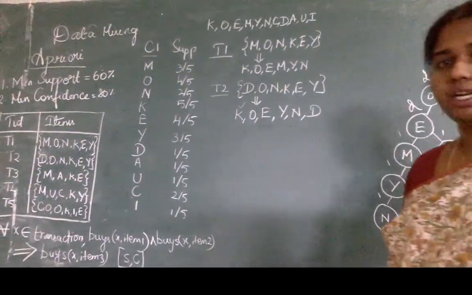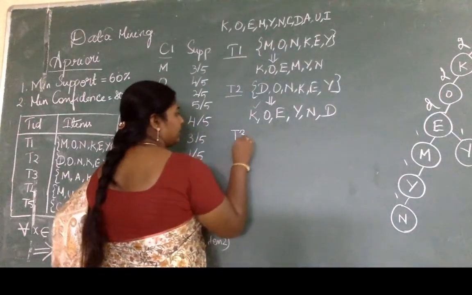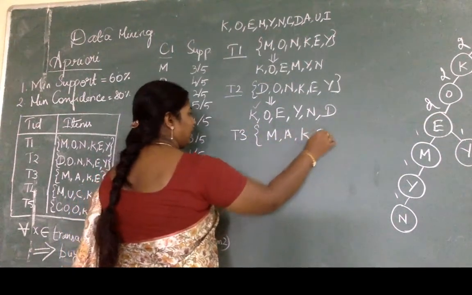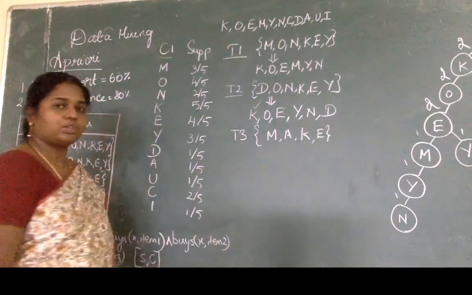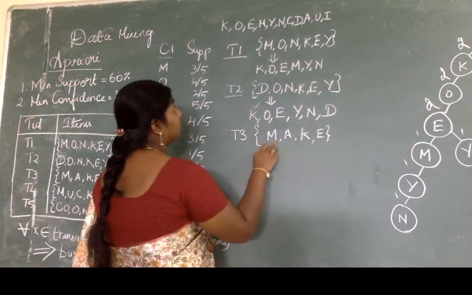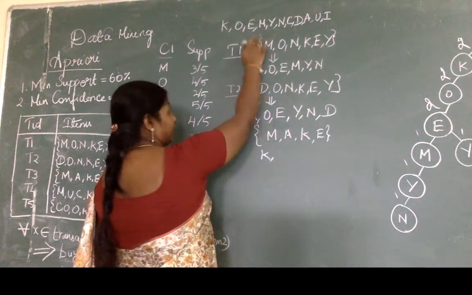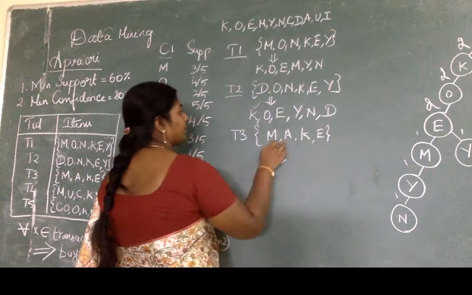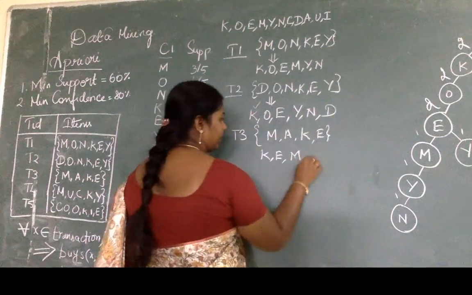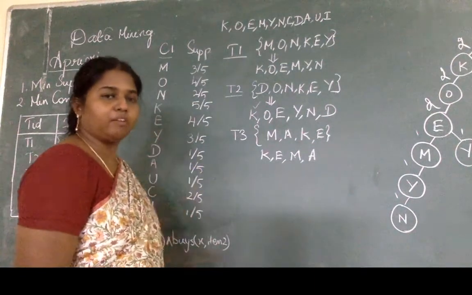Now I should scan my third transaction. What is my third transaction? T3 is MAKE, M-A-K-E. This also I should arrange according to my support value. So it becomes which one? K is available in my transaction. So K. O is not there. E is there. So E. Then M. Then we have A coming at last. So KEMA is the order in which I try to insert inside my FP tree.